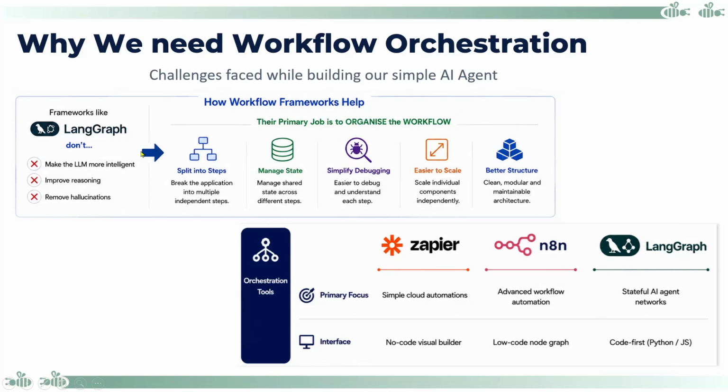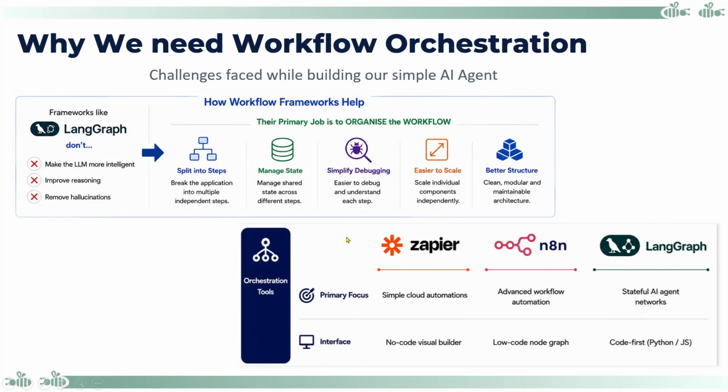Frameworks like LangGraph don't make the LLM more intelligent. Rather, they solve the problems which we face. They don't improve the reasoning, and they don't remove hallucinations. Their primary job is to organize the workflow. So they help us split the application into multiple independent steps, manage shared state, simplify debugging, and make the application easier to scale. Think of it as moving from one large Python script to a well-organized workflow.